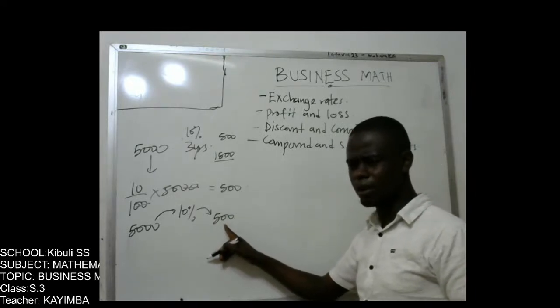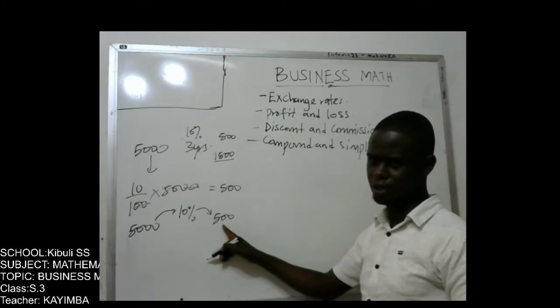So if the interest is 500, I don't know whether I'm very fast. Should I reduce the speed?